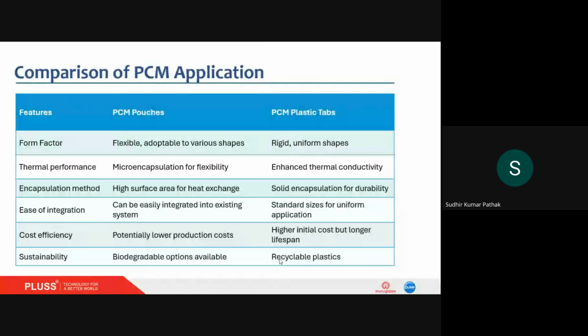If we are talking about cost efficiency, pouches potentially have lower production cost, but PCMs are initially high in cost, though their life cycle is very long, so they can be used for a number of years. If we are talking about sustainability, pouches are biodegradable and use recyclable plastics. So by using these two forms of encapsulation, we can achieve sustainability, and these encapsulation methods are also a sustainable solution.